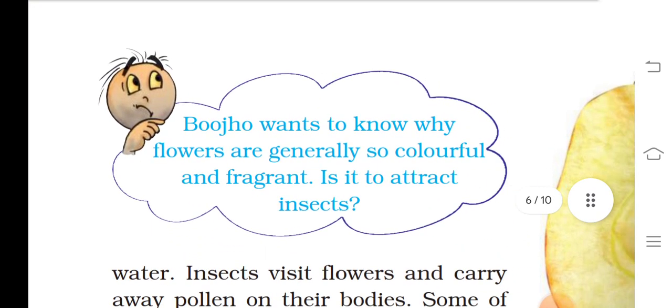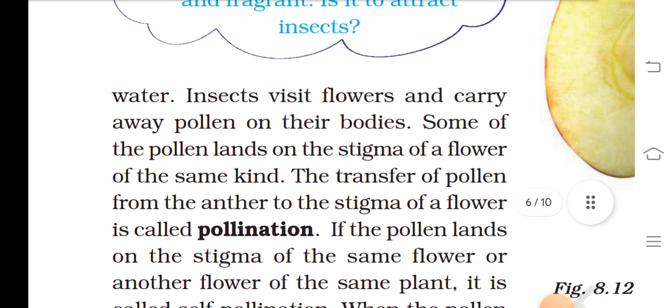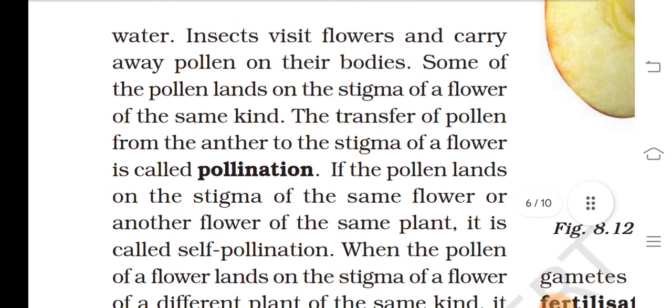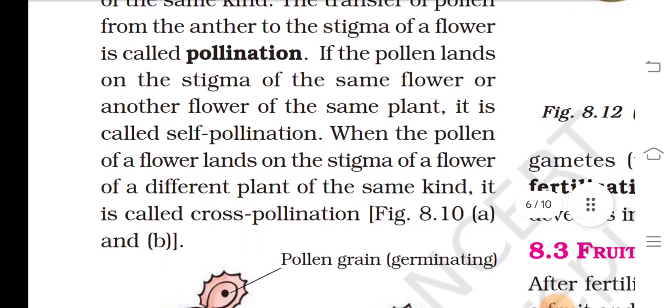Would you want to know why flowers are generally so colorful and fragrant? It is to attract insects. When insects visit flowers, they carry away pollen on their bodies. Some of the pollen lands on the stigma of a flower of the same kind. The transfer of pollen from the anther to the stigma of a flower is called pollination.